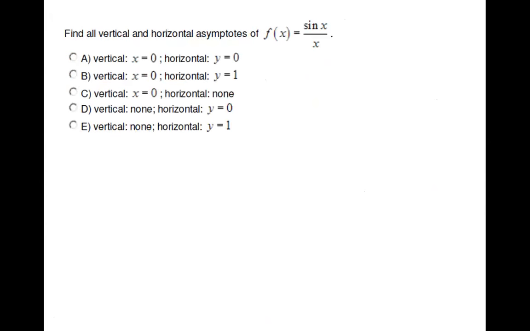This is interesting. Find the vertical and horizontal asymptotes of the function sine x over x. Yeah, this is a tricky question. Because you might probably say, we do have x in the denominator. Okay, which means x equals 0 is not in the domain. And theoretically, I can't cancel out that x.